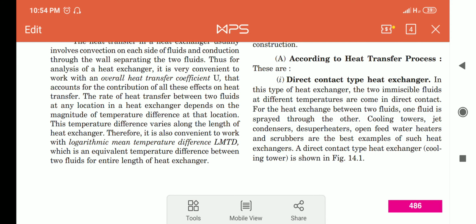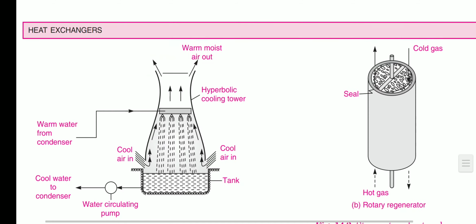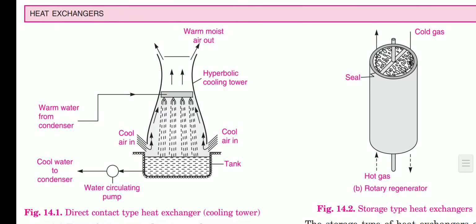Direct contact type heat exchanger, let us look into a figure. This is a cooling tower, which I think you are already familiar with. These can be seen at the end of a power plant, where the steam coming out from the turbine goes to a nearby lake or river, where it exchanges heat and gets cooled for the next cycle to begin. So it's basically a condenser.